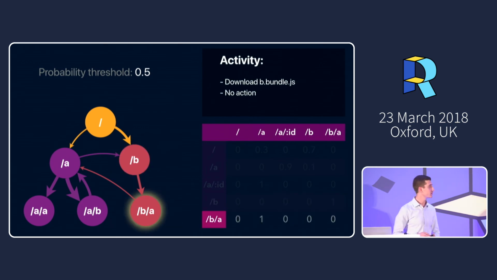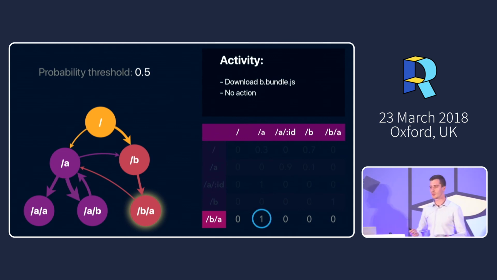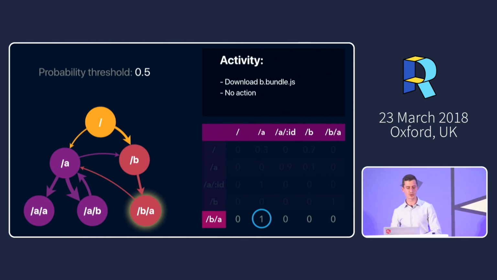And finally, let's say the user goes to /b/a. In this case, there is one probability, which is equal to 1, for the user to go to /a. So in this case, we can just prefetch /a, and this way we have already the entire application in the cache, and the user has eventually had a good experience if we have built the right model based on their behavior.